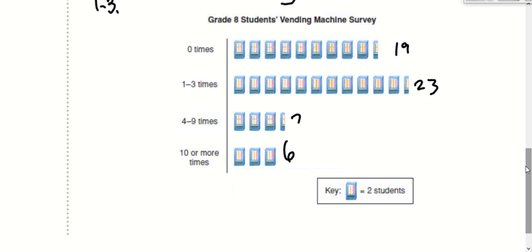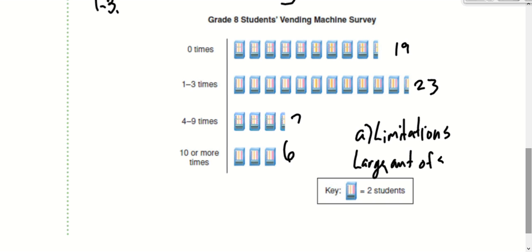So limitations of this one: large amount of symbols. Key is small. There might have been a better value to use that would have made our symbols fewer and easier to read.